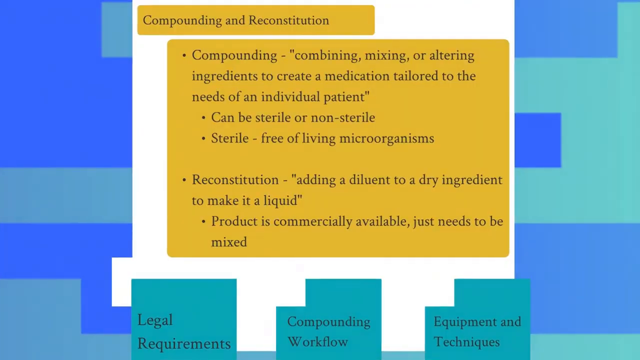So starting with compounding and reconstitution, compounding is the combining, mixing, or altering of ingredients to create a medication tailored to the needs of an individual patient. This could be either sterile or non-sterile, with sterile meaning that it's free of living microorganisms, so free of bacteria and viruses. On the contrary, reconstitution is adding a diluent to a dry ingredient to make it a liquid. The product's already commercially available, it just needs to be mixed with water or some other liquid in order to be used.